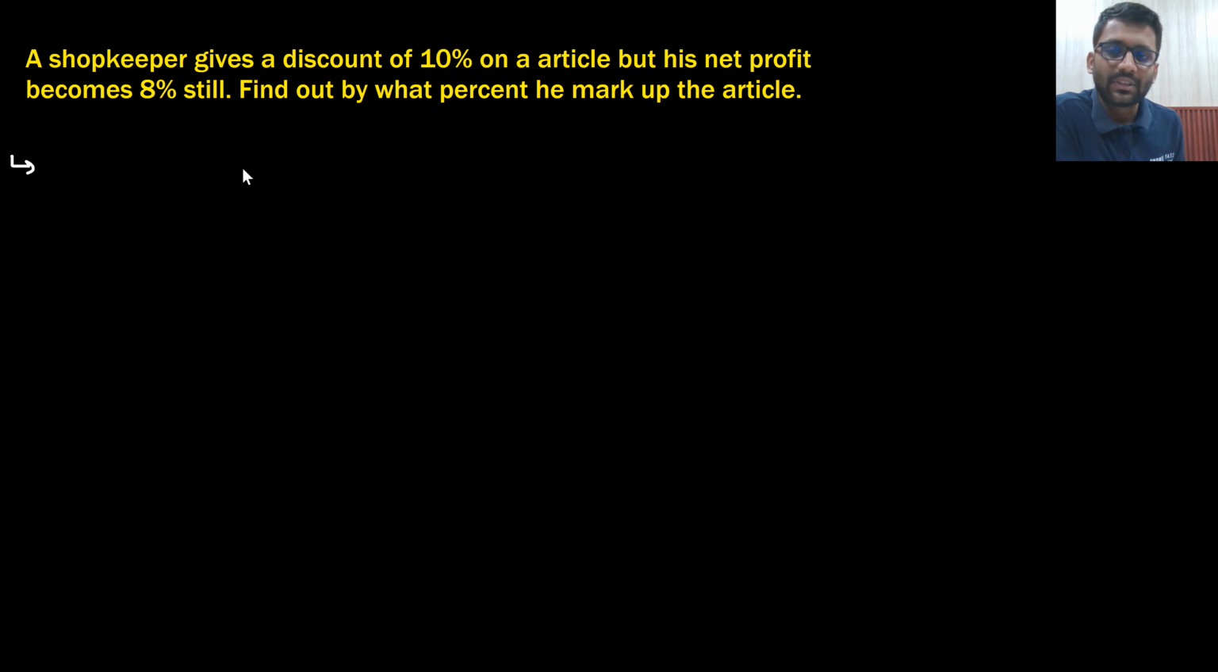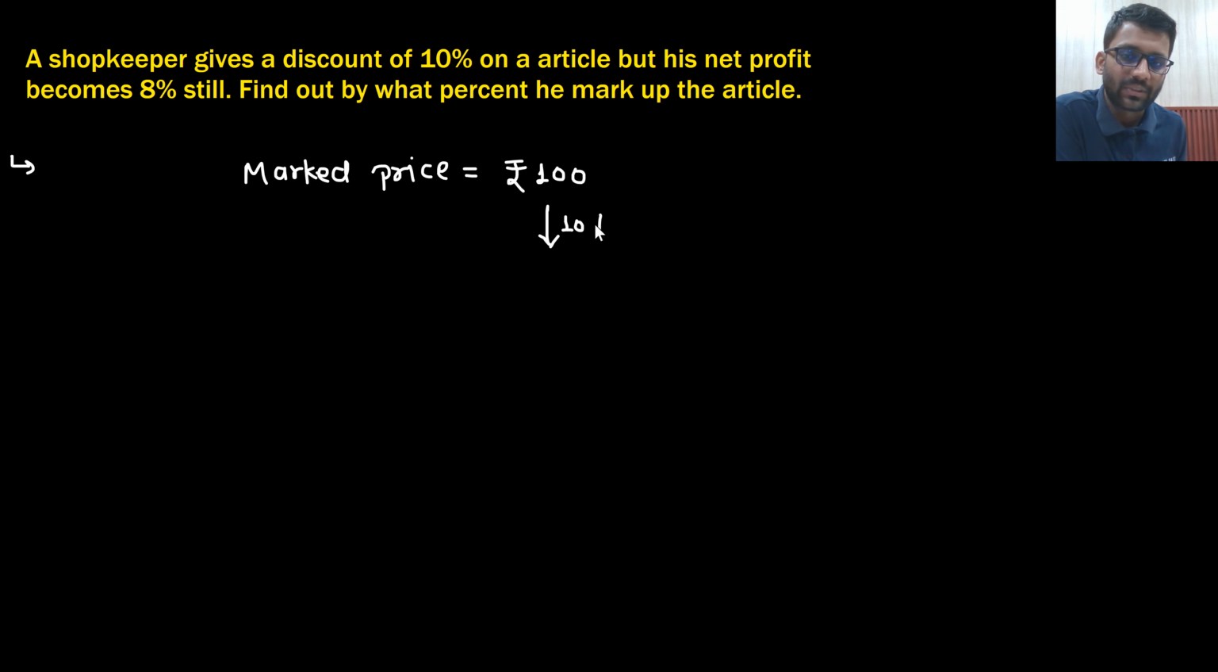Let's just say he purchased in 100 rupees. Let's just say marked price is 100 rupees. If marked price is 100 rupees, that means he is giving a discount of 10%. What does that mean? He is selling at 90 rupees.